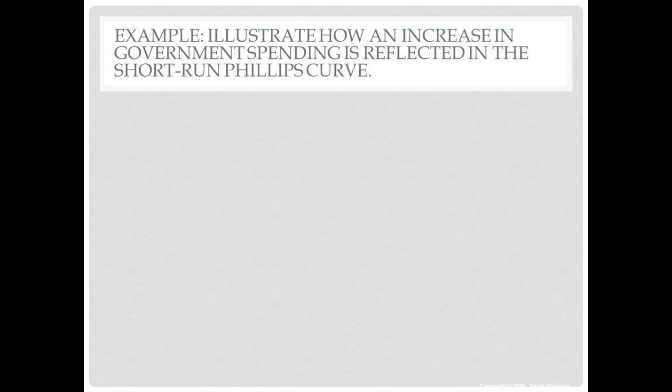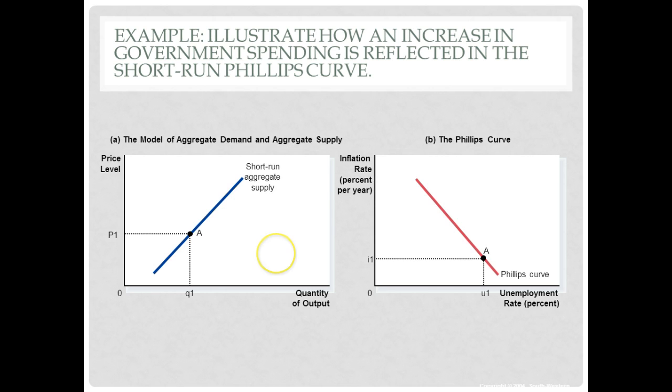Okay, let's do a few examples and see how this works out. Let's start first with the idea of how an increase in government spending is reflected. Okay, we have here on the left our aggregate demand, aggregate supply graph, and on the right our Phillips curve graph. Now you can see I've already put in place a generic price level, P1, and a generic quantity of output, Q1, on the aggregate demand, aggregate supply graph. And on the Phillips curve graph, I've already included a corresponding inflation rate, this one here, which corresponds to the P1 over on our first graph, our aggregate graph, and a corresponding unemployment rate, which corresponds to the GDP of Q1. And I've labeled both A to show that these points correspond.